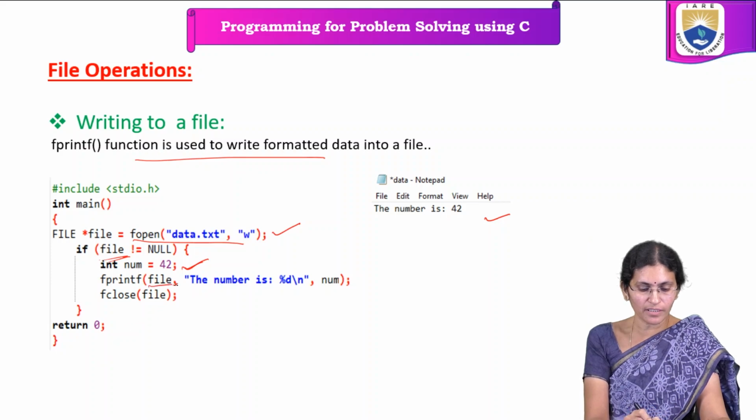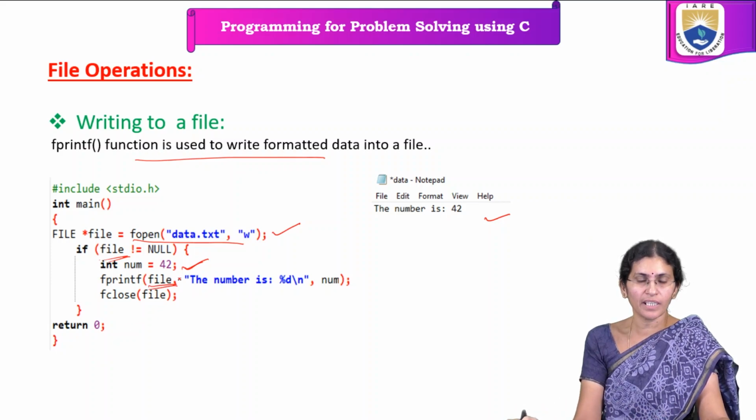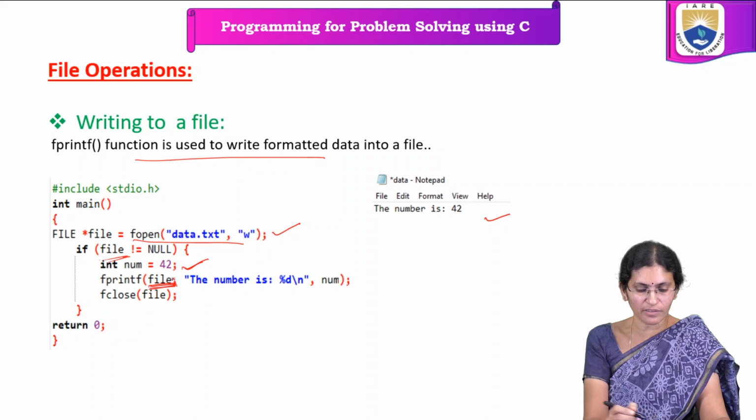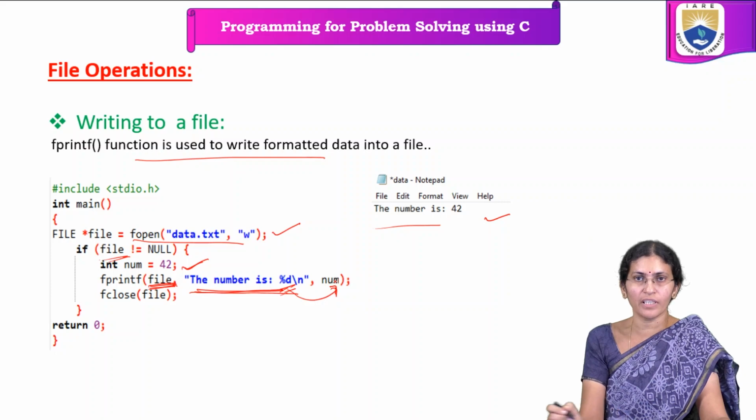Then the fprintf statement writes the data to the file. The file pointer is given first, and then the second argument is "number is %d", which will be written as it is into the text file. Corresponding to %d, which is for an integer variable, the value is stored in the variable num.